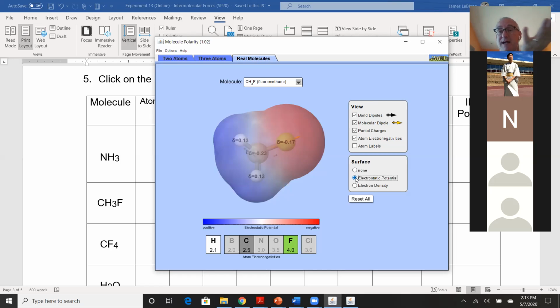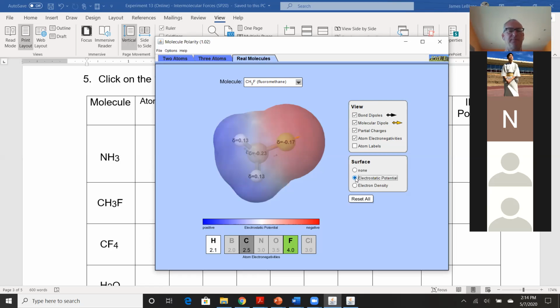If I have a slightly positive side and a slightly negative side, I have a permanent dipole. It may not be the strongest dipole in the world, but it is one. So we will have a dipole-dipole interaction, just not a particularly strong one, because the slightly positive side isn't all that slightly positive, and the slightly negative side isn't all that slightly negative. So this is going to be weak. Fluoromethane is going to have a slightly higher boiling point than plain old methane, but not by a whole lot. And we can probably look that up.